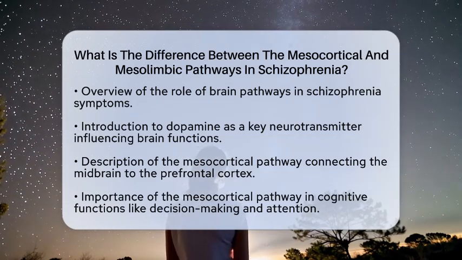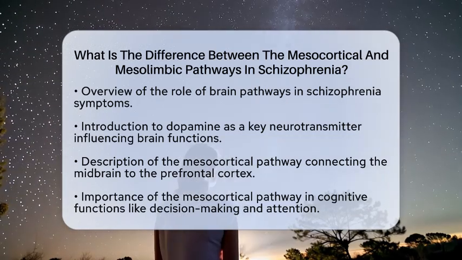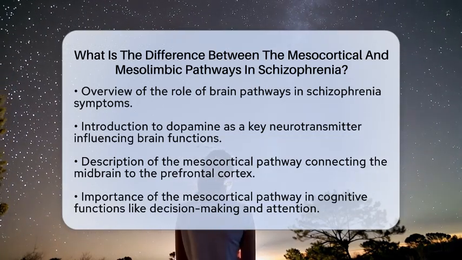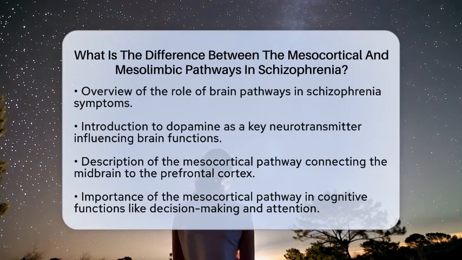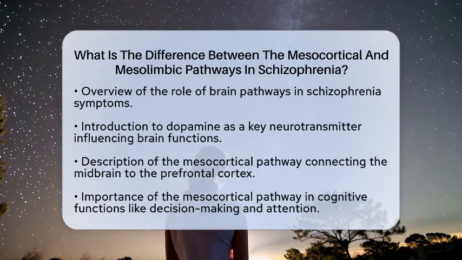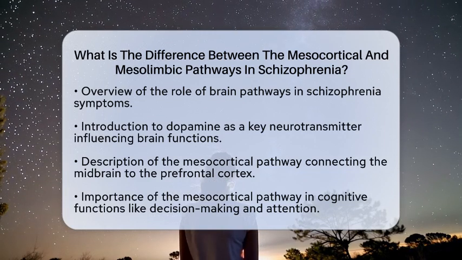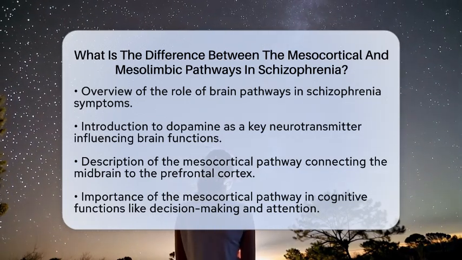First, let's talk about dopamine. Dopamine is a neurotransmitter that plays a key role in many brain functions, including motivation, emotion, and cognition. Within the brain, there are several pathways that dopamine travels through, but the mesocortical and mesolimbic pathways are particularly important when it comes to schizophrenia.